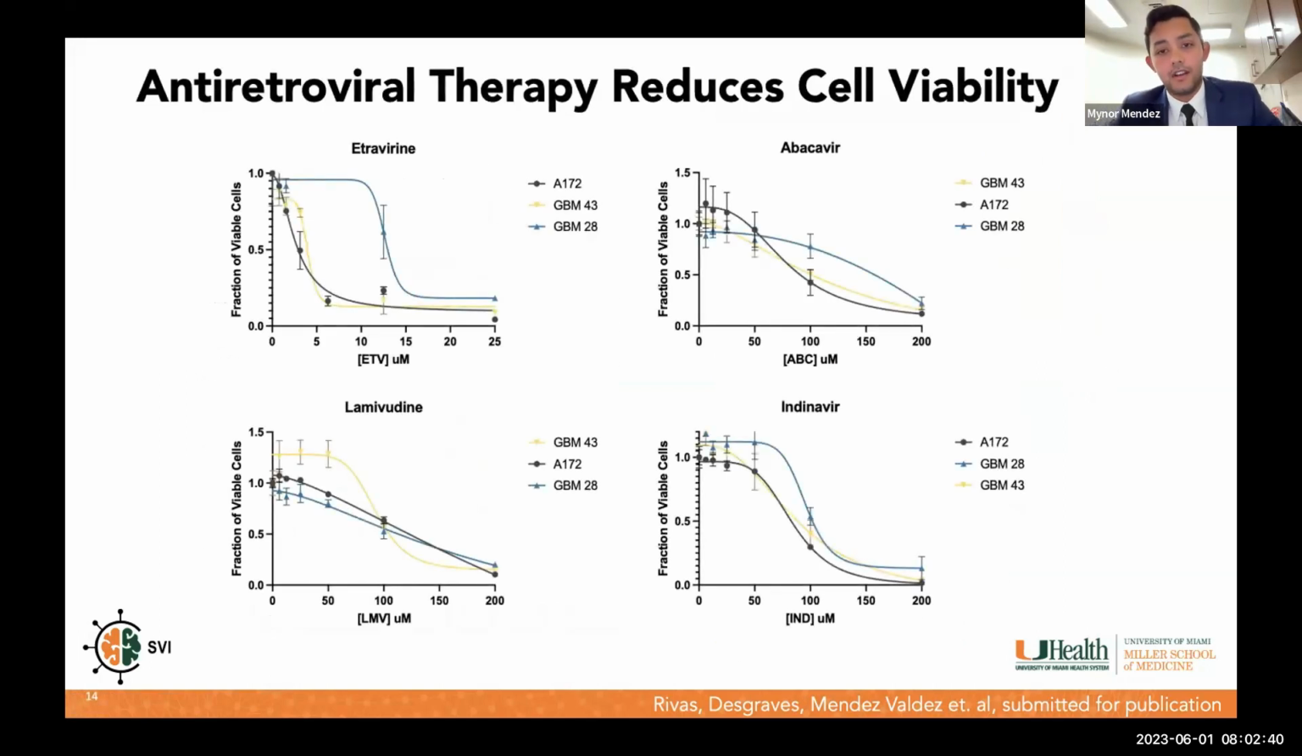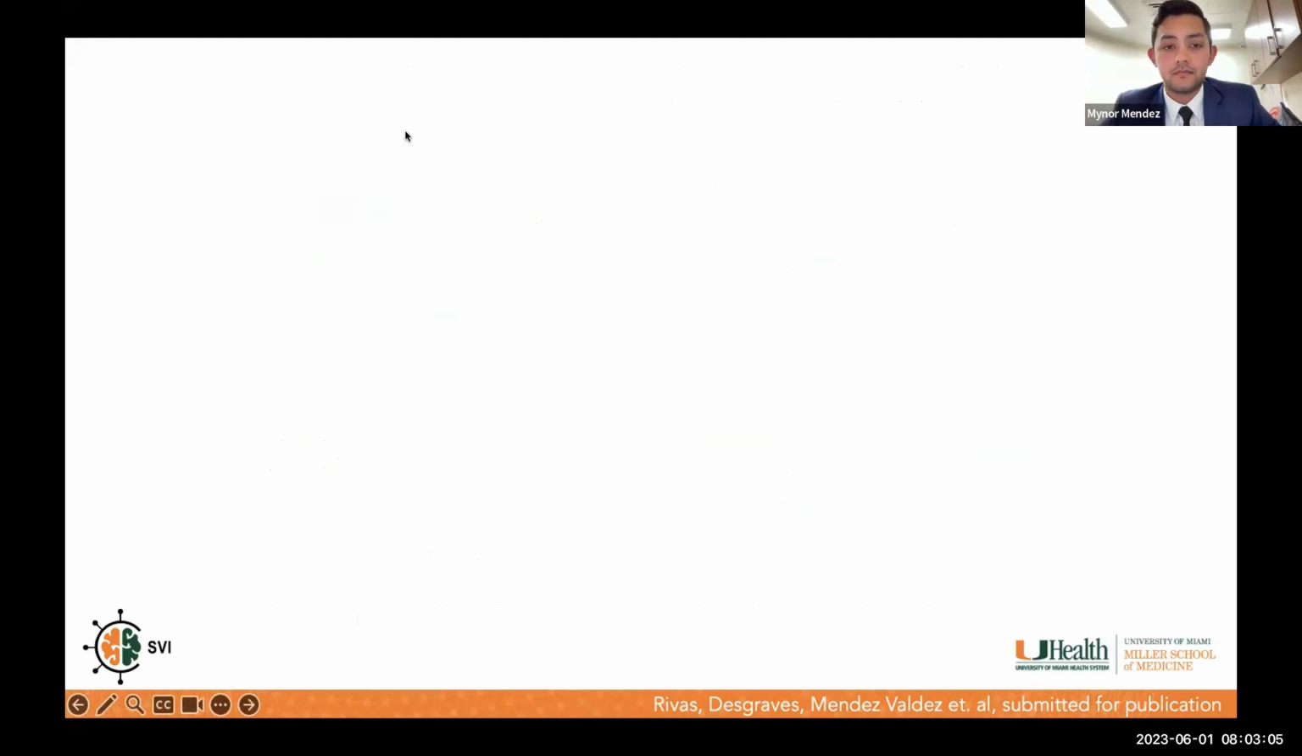Of these 4 medications that we tested, etravirine seemed to have the greatest inhibitory effect on these cells, and it seemed to achieve it at the lowest possible concentration. While these other medications also seem to have inhibitory effects to varying degrees, they did it at higher concentrations. And so we decided to focus on etravirine for the following studies.